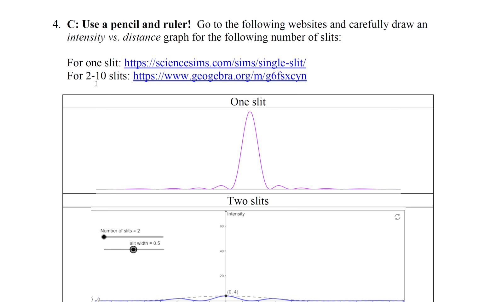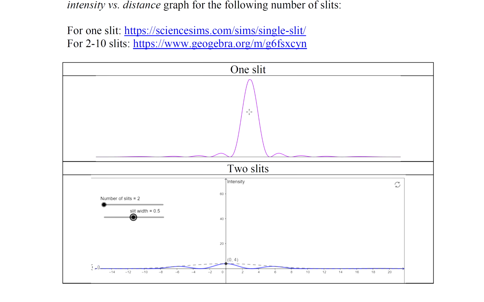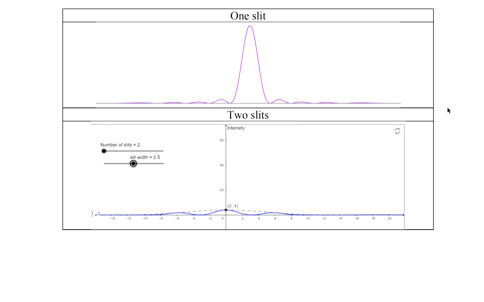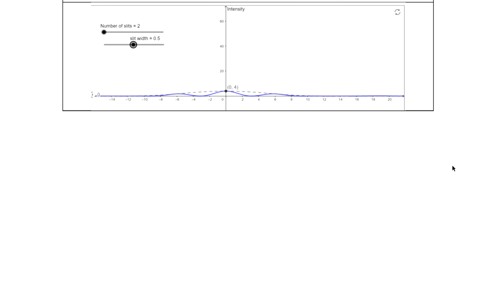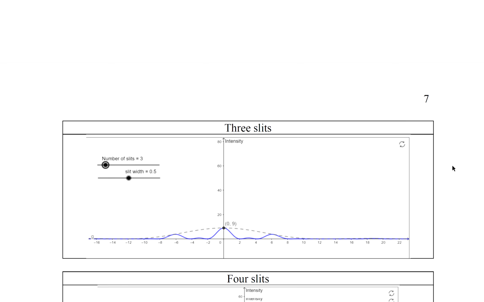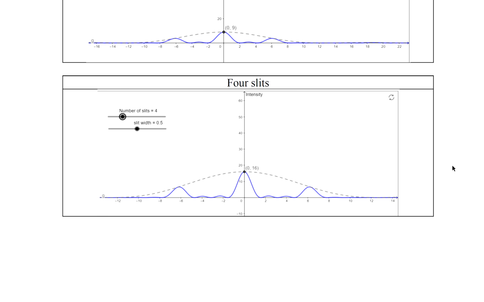Question 4. Go to the following websites and carefully draw an intensity versus distance graph for the following number of slits. So for one slit interference, it looks like this. For two slit interference, it looks like this. For three slit, it looks like this. Four, it looks like this. Now we could see something.